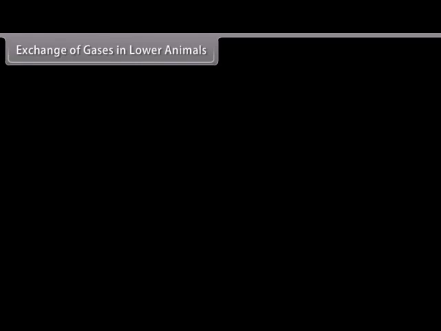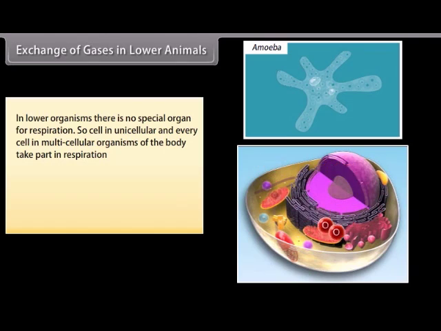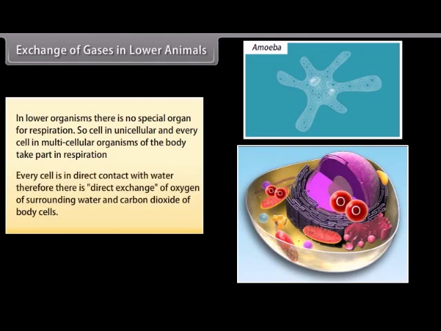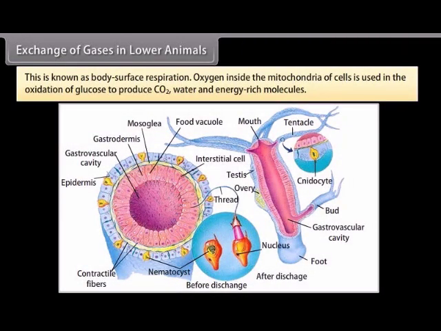Exchange of gases in lower animals. In lower organisms, there is no special organ for respiration. So, the cell in unicellular organisms and every cell in multicellular organisms of the body take part in respiration. Every cell is in direct contact with water, therefore there is direct exchange of oxygen of surrounding water and carbon dioxide of body cells. This is known as body surface respiration.